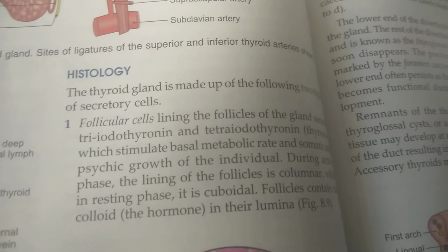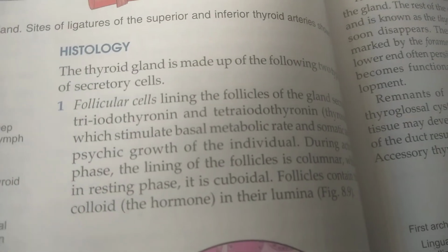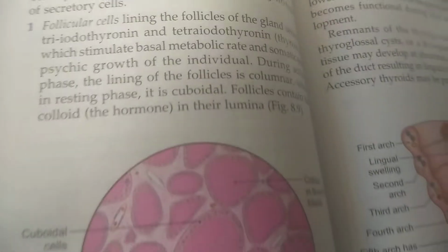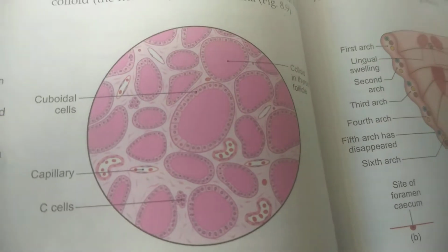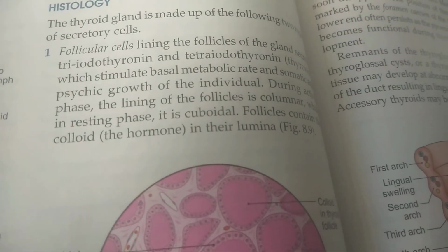The thyroid gland is made up of two types of secretory cells. First are the follicular cells and second are the parafollicular cells, which are also called C cells. You can see this diagram. It is showing the histology of the thyroid gland. These are the follicular cells which line the follicles of the gland.